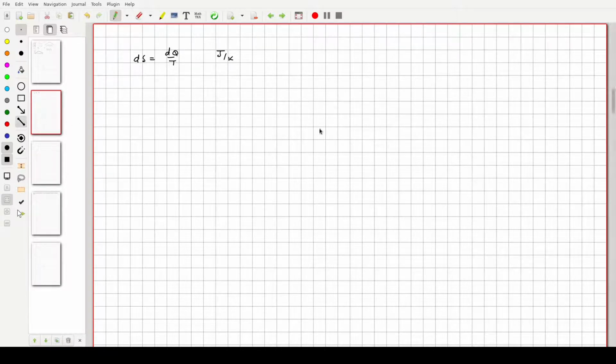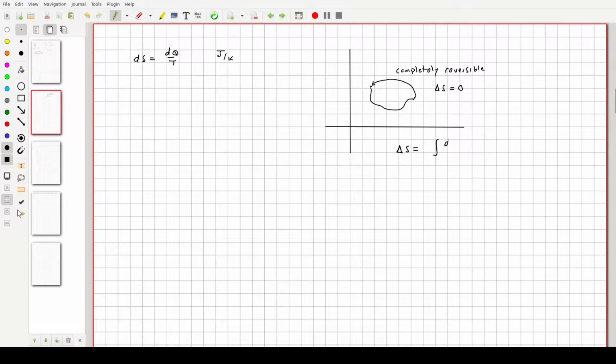So, for example, if you were to look on a PV diagram and you had a process that you could take all the way around to some other stage, and then back to the original exactly the same way, if this was completely reversible, the change in entropy here would be zero. So the way we usually write this is that when you integrate dq over T around a closed path, the little circle here means closed path, this would equal zero.